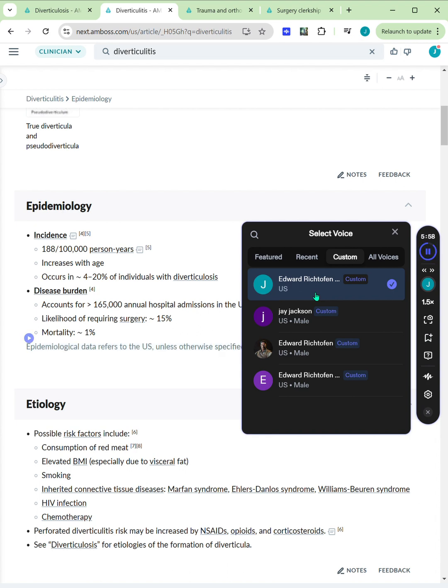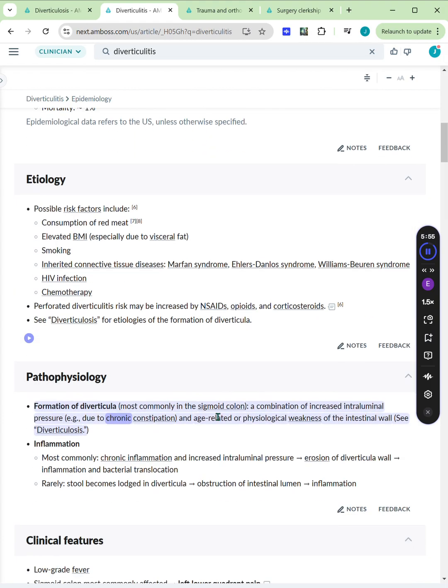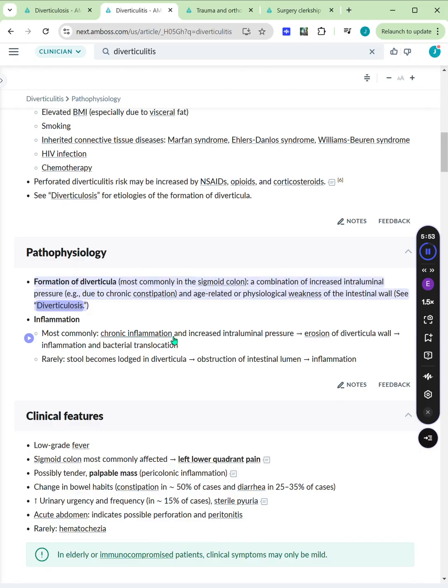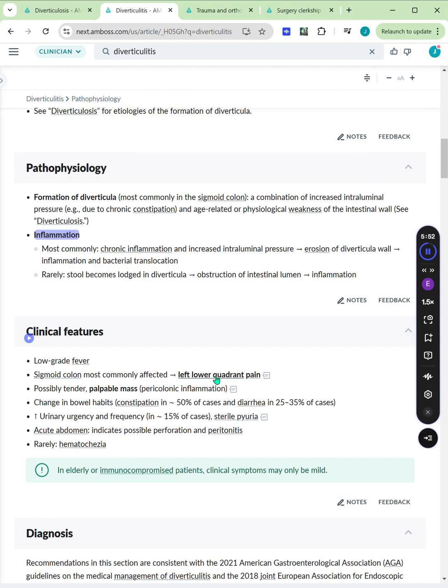Formation of diverticula, most commonly in the sigmoid colon, from a combination of increased intraluminal pressure, e.g., due to chronic constipation, and age-related or physiological weakness of the intestinal wall. See diverticulosis. Inflammation: most commonly, chronic inflammation and increased intraluminal pressure cause erosion of the diverticular wall, inflammation and bacterial translocation. Rarely, stool becomes lodged in a diverticulum, causing obstruction of the intestinal lumen and inflammation.